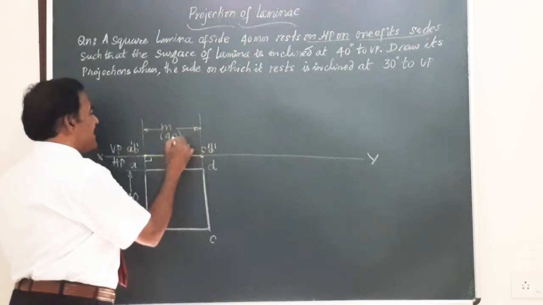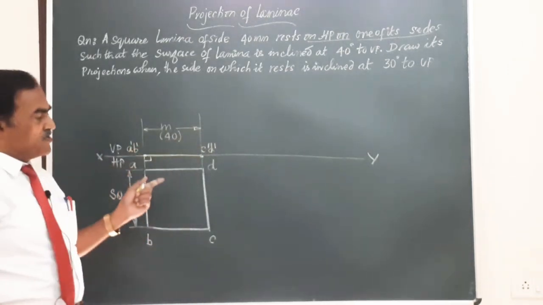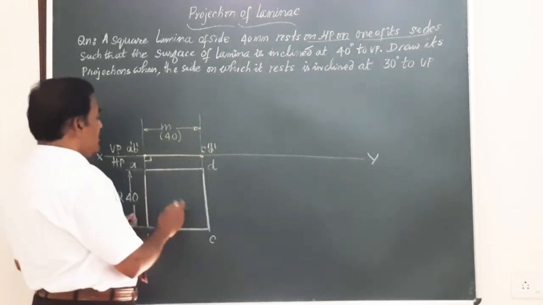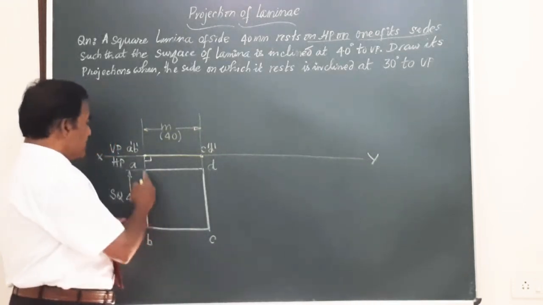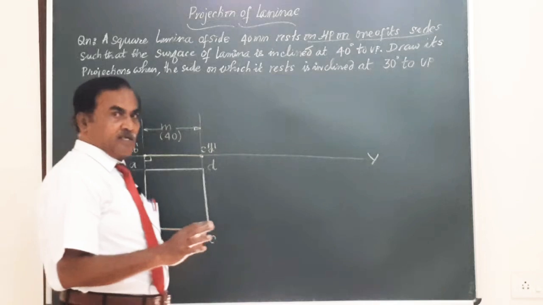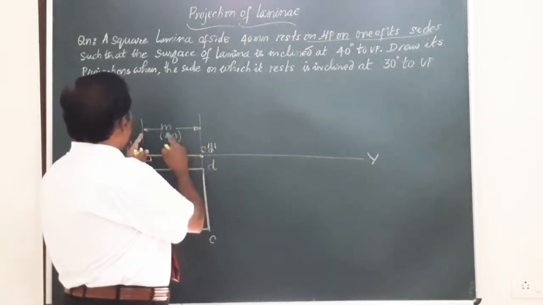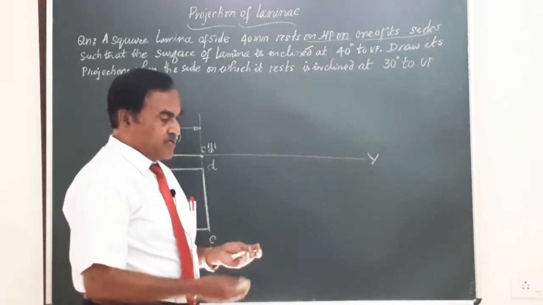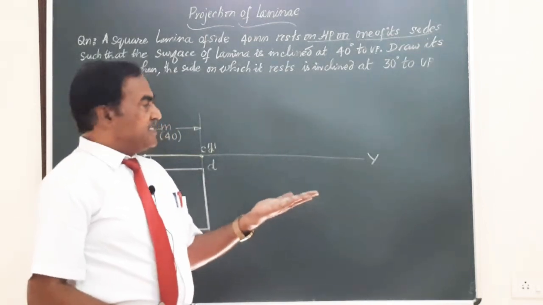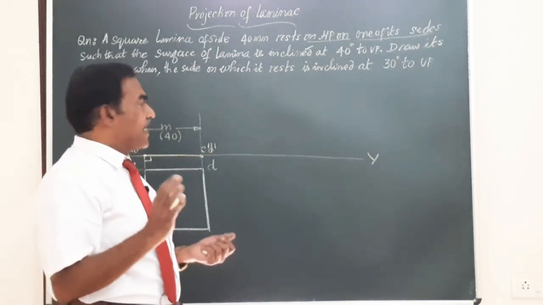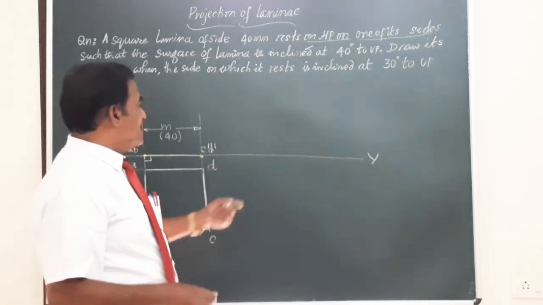So, in case of rectangles and squares, you will be able to know this value immediately. So, friends, in this position the lamina is resting on HP with side AB normal to VP, and here the front view measures 40 mm and I call this M. Since the surface of the lamina is in contact with HP, it is making zero angle. There is no angle between the surface and the horizontal plane.